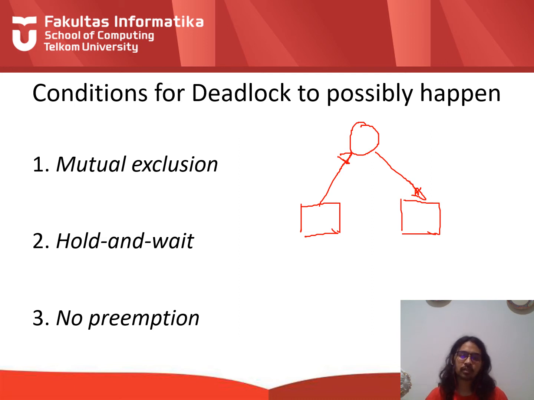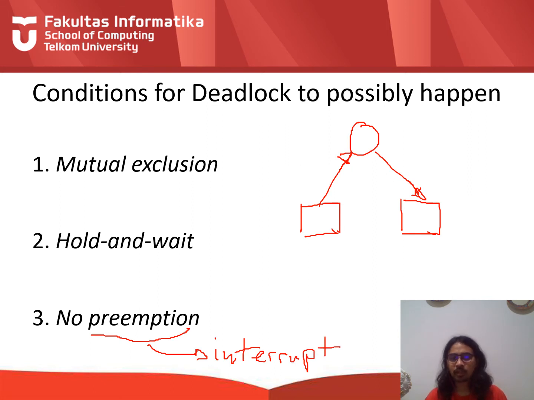And the last one is no preemption. What is preemption? Preemption is when a process can be interrupted. So if a process is running, it can be made to leave the process. That is called preemption. So if there is no preemption, that is also a cause of deadlock.